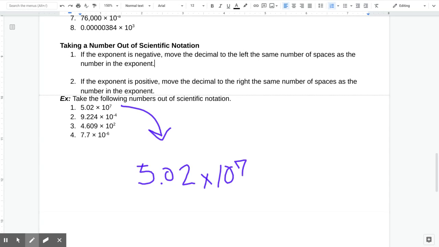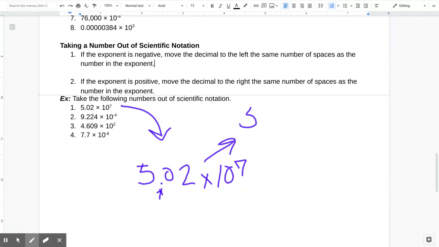So like number 2 says, if the exponent is positive, we're going to move the decimal to the right the same number of spaces as the number of the exponent. So that just means, because our exponent is 7, since our exponent is 7, we're going to be moving our decimal place here. We're going to be moving this guy 7 jumps to the right. So let's see what that looks like up here.